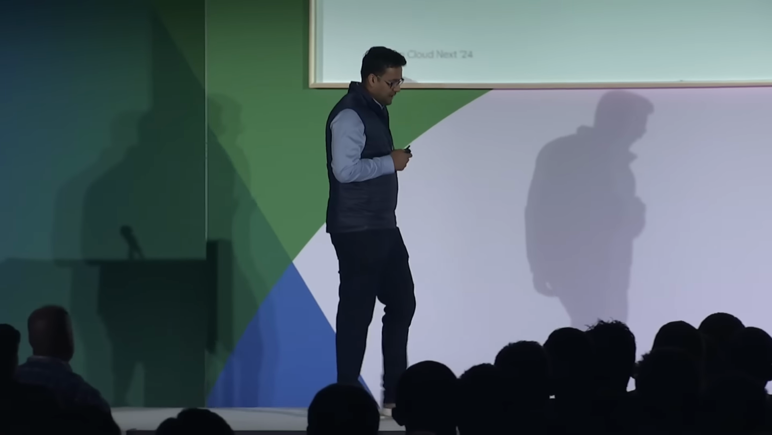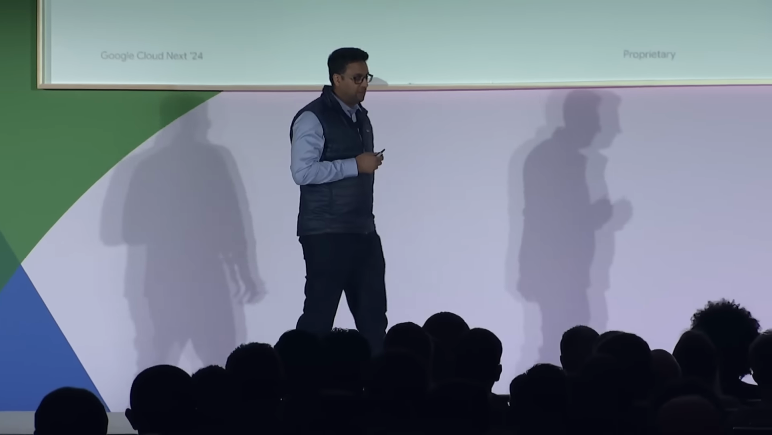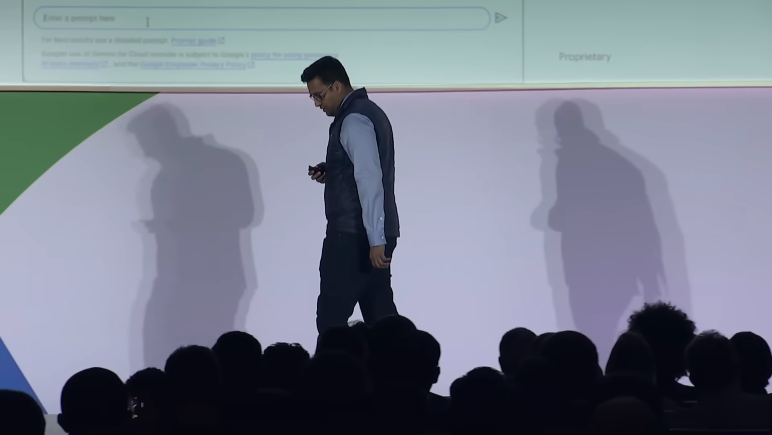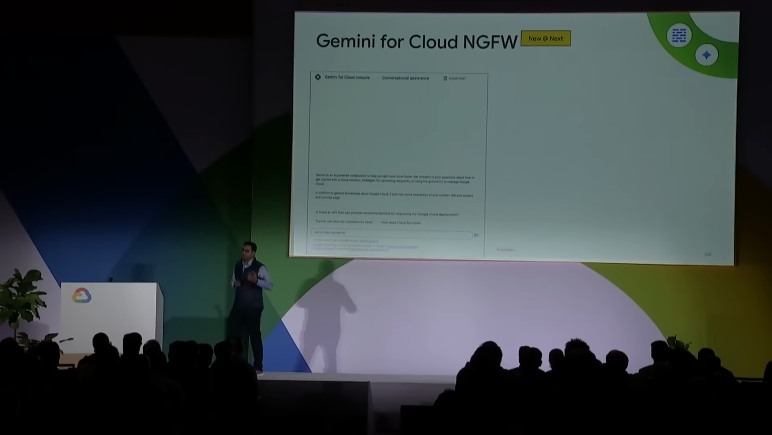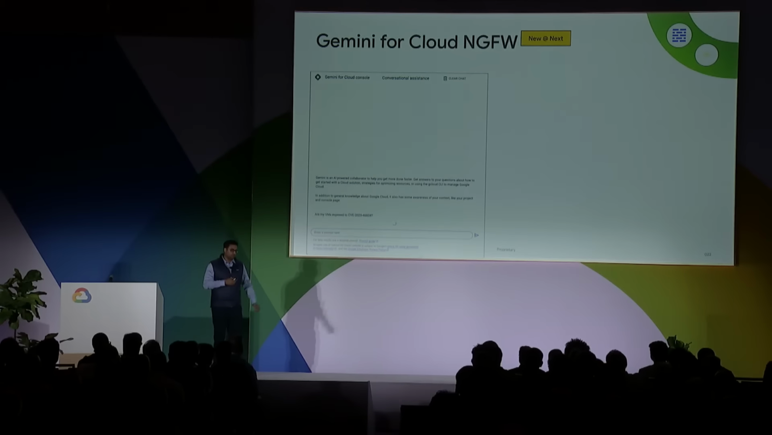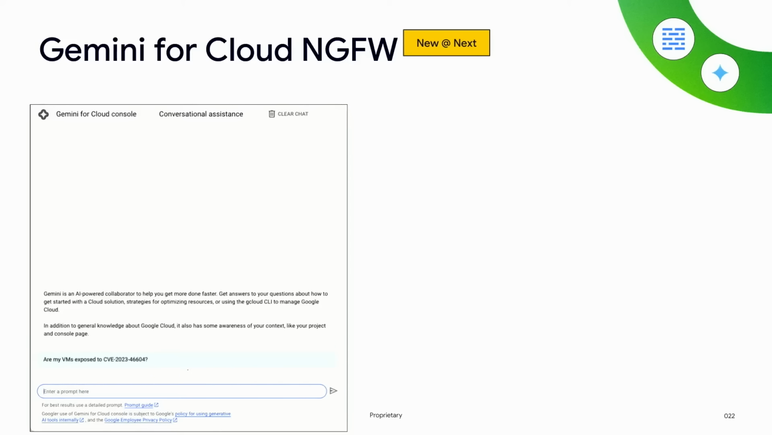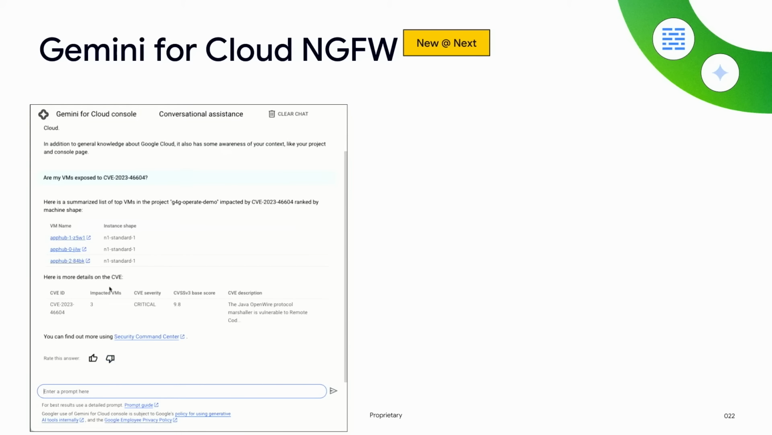For example, let's take an example scenario that you have a critical vulnerability in Apache that is impacting your environment. First, you want to understand what VMs or workloads in your environment are impacted by this vulnerability. So you'll go ask Gemini what VMs are exposed to CVE XYZ. You will get a full list of all of the workloads that are impacted, and also you will see what the vulnerability is, what is the criticality, what's the CVSS score, and get a lot more details about the CVE.